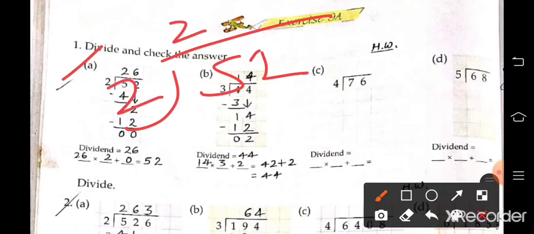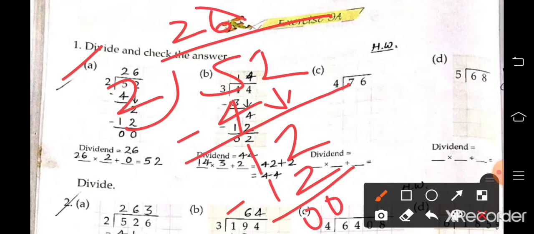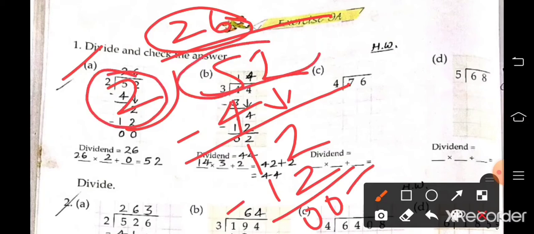2 2s are 4. Now 5 minus 4, 1. Bring down 2. Okay, now this becomes 12. Now read the table of 2. 2 6s are 12. So here quotient is 26. Okay, remainder 0 and divisor is 2 and dividend 52.